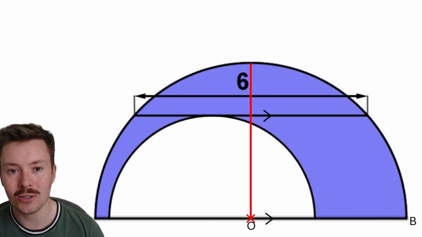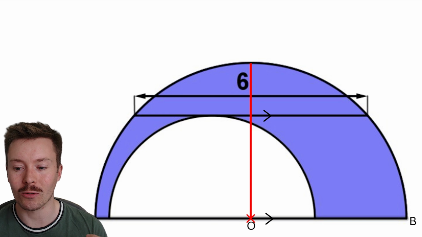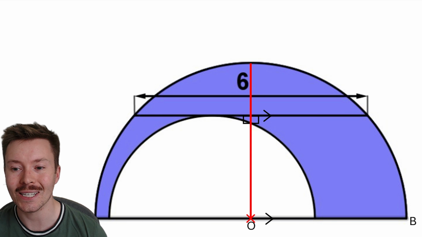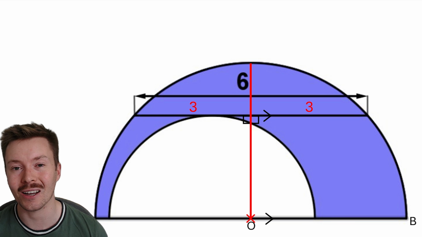Now that radius, I'm going to make it so that it is meeting this tangent at right angles, so it is exactly perpendicular to the base of the large semicircle. Now what that means is it will split that length of 6 into 2 3s. It will bisect that chord.